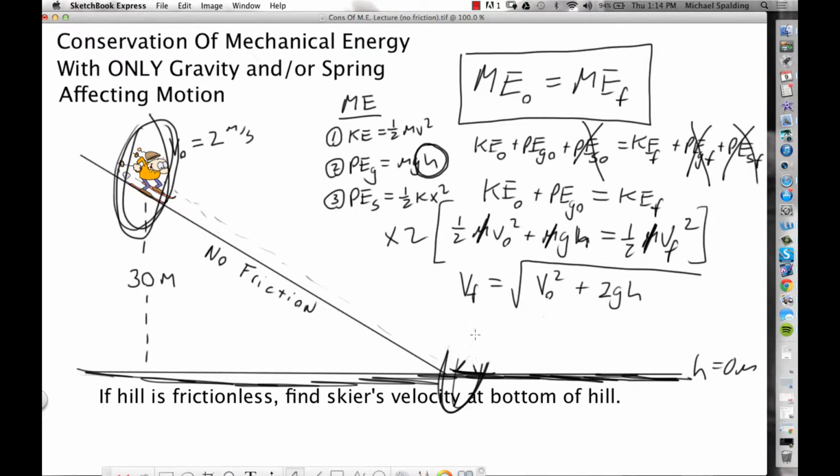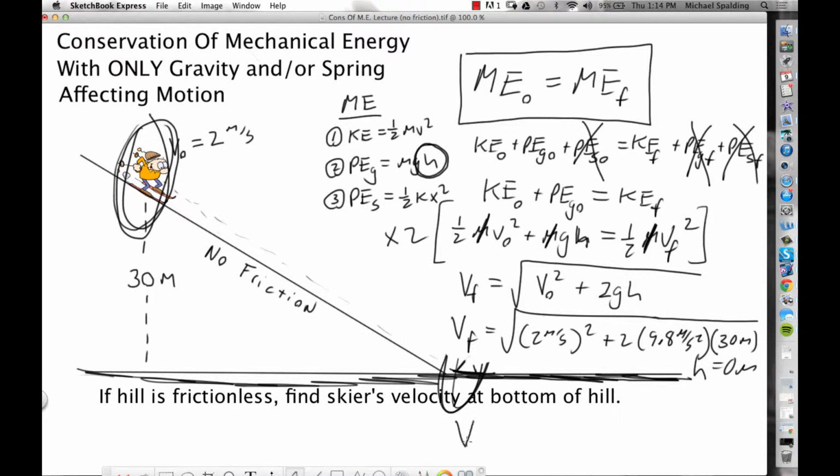So now we can plug numbers into this. When you plug the numbers in, v final is the square root of v initial, which was 2, squared, plus 2 times gravity, which is 9.8. Don't make gravity negative for these energy problems. And then h is always the vertical height, which was 30 meters. So v final comes out to be 24.3 meters per second. That's the velocity of the skier at the bottom of the hill.